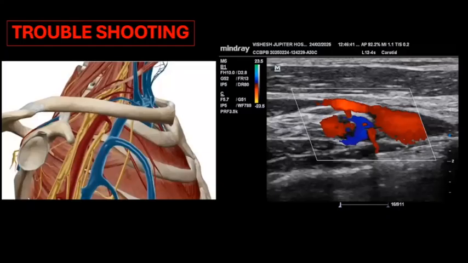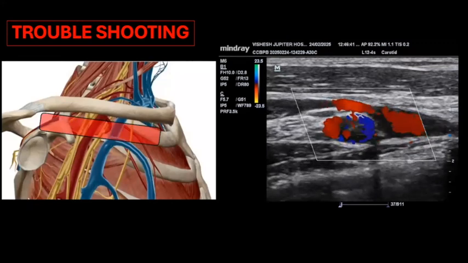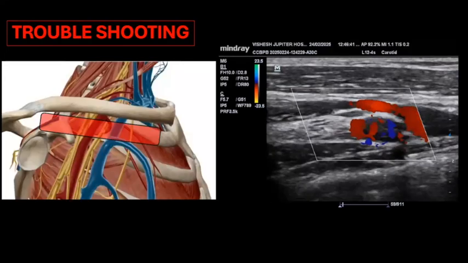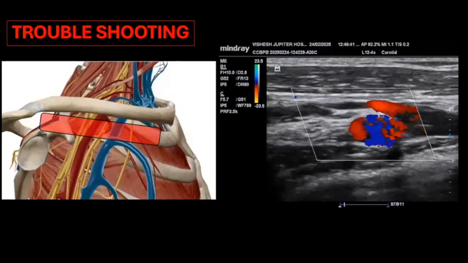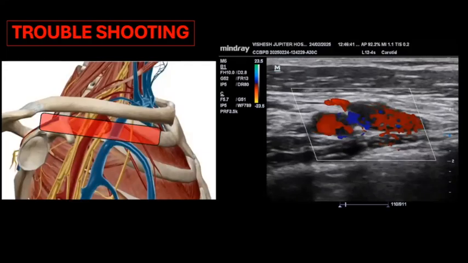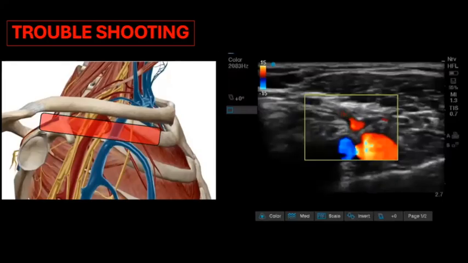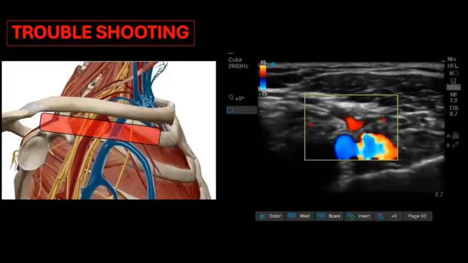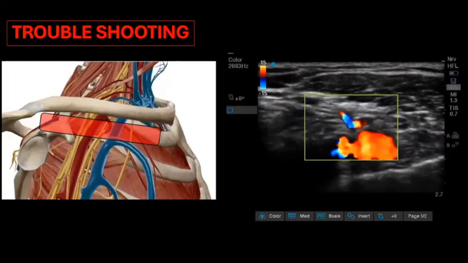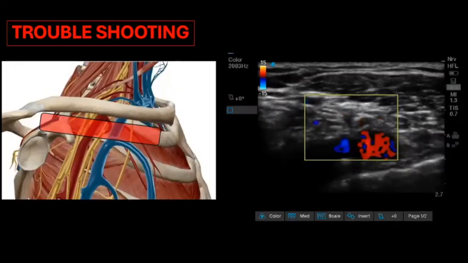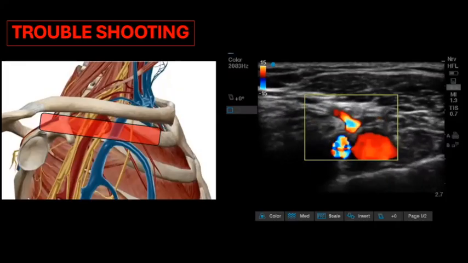You are attempting a costoclavicular brachial plexus block. Upon putting the probe, you find such a picture. One of the vessels is coming from the lateral side to the medial side of the plexus. What is it? And sometimes you will get some arteries coming up from the axillary artery. So that was the cephalic vein which is running into the axillary vein, and this is the trunk of the thoracoacromial artery. Why does this happen?